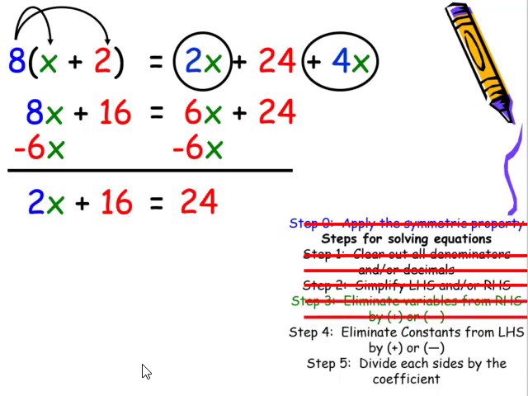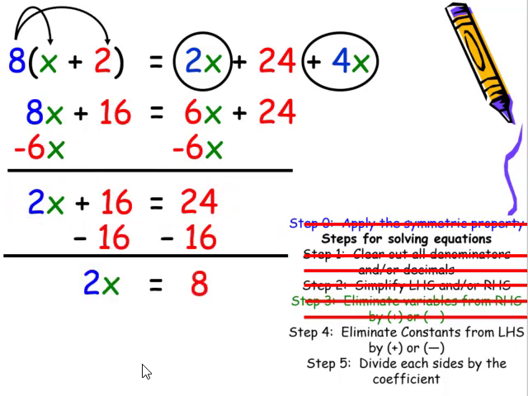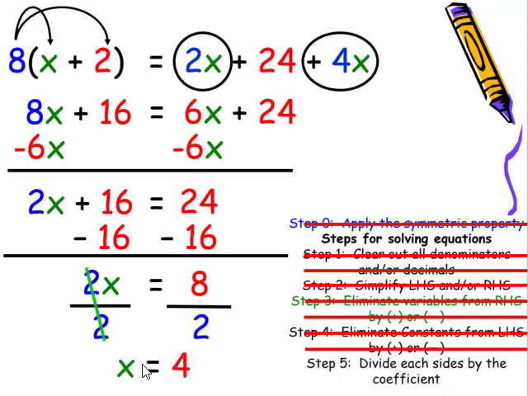Step number 4, we'll eliminate the constants from the left-hand side by adding or subtracting. In this case, since it's plus 16, we'll subtract 16 from both sides. And this will leave me with 2x is equal to 8. And our final step would be to divide both sides by 2, the coefficient of x. The 2's will cancel, leaving us with x is equal to 4.